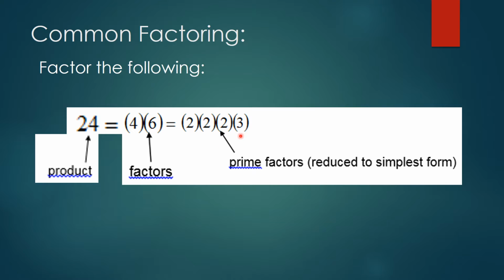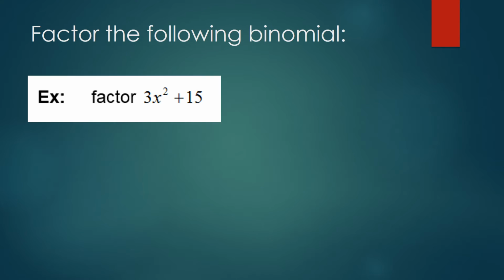So the prime factors are factors that are multiplied together, and remember what prime numbers are. They can be only divided by themselves and 1. That's what a prime number is. So these are prime factors of 24, because 2 times 2 is 4, times 2 is 8, times 3 is 24. This is a bit of review because we're going to learn to factor binomials. And we'll start with common factoring.